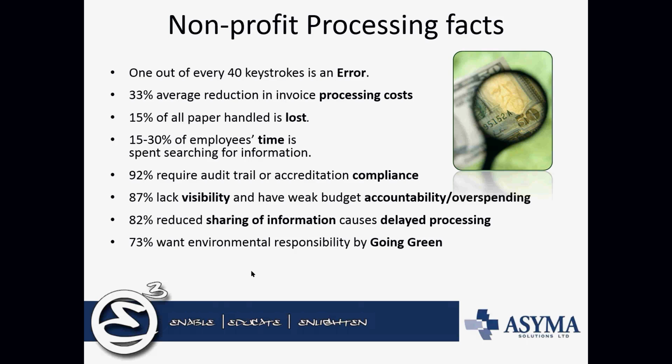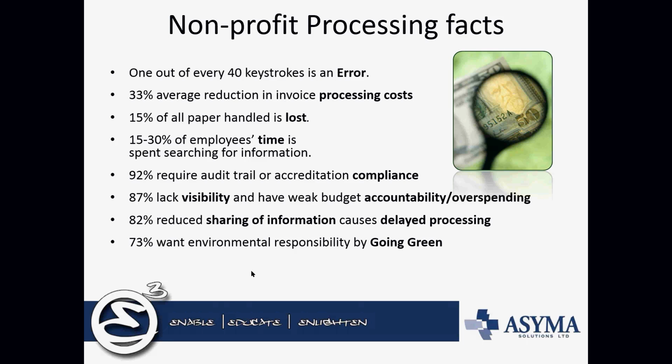So let's talk about nonprofit processing facts and what's going on in the industry. Understand that one out of every 40 keystrokes is in error. What this is saying is that every time you're doing data entry, no matter how good you are, you're always making mistakes once in a while. But this is an average. This is why we want to ensure that you're only entering data once, because the more times the data gets entered again and again, the more likely there is to be error inside that data. The next one is a 33% average reduction in invoice processing costs if we have an automated system.